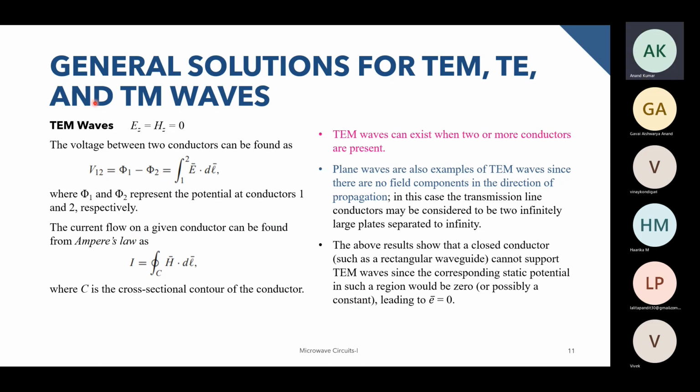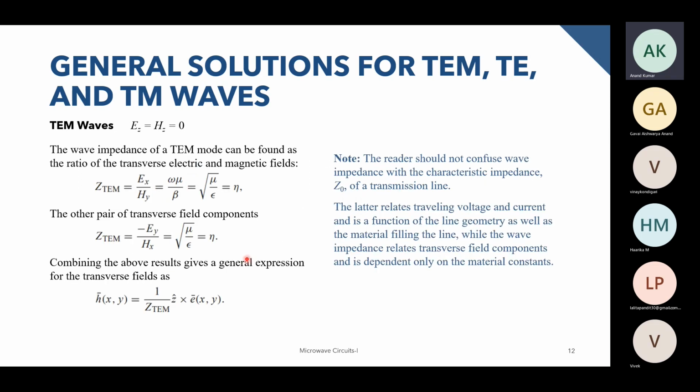So these are some general solutions for TEM waves, and some important observations are that TEM waves can exist when we have two or more conductors. A single conductor cannot support TEM waves, and these results are also saying similar things. Now, other important things are like finding the impedance. The impedance is given as the ratio of the electric field to the magnetic field. So Ex by Hy will give you omega mu by beta, which you can simplify and write as eta. Similarly, you can also use minus Ey by Hx, and you will again get the same thing.